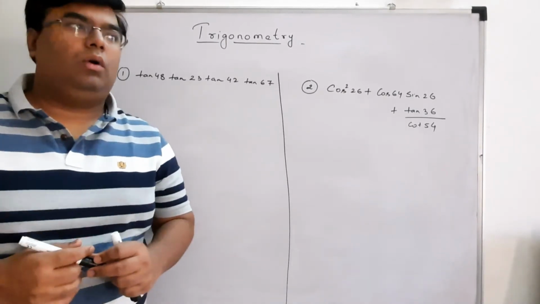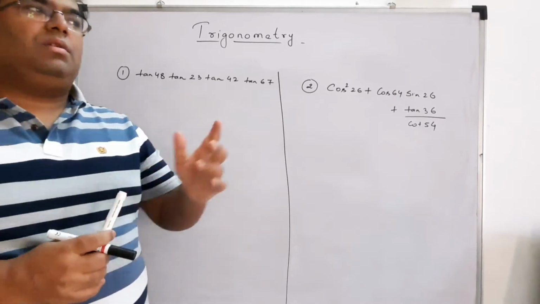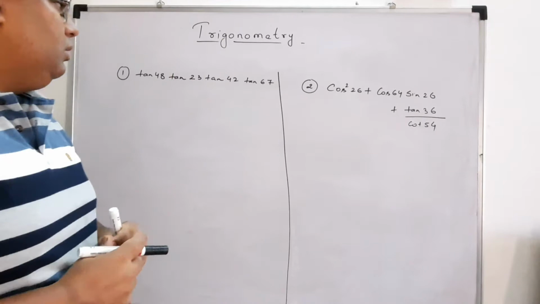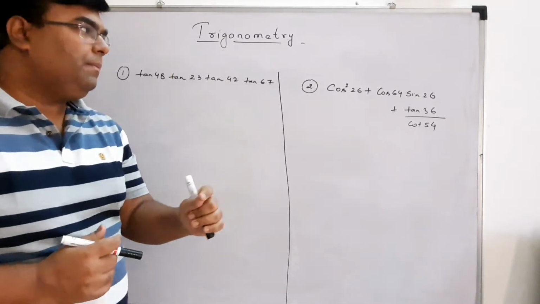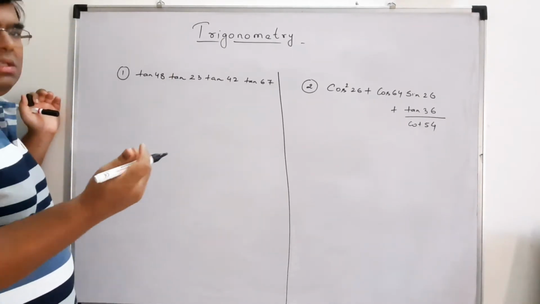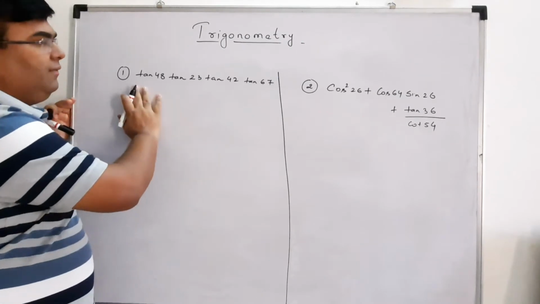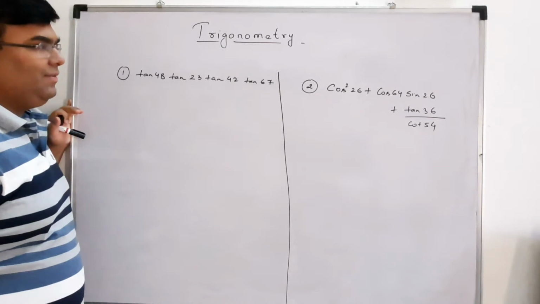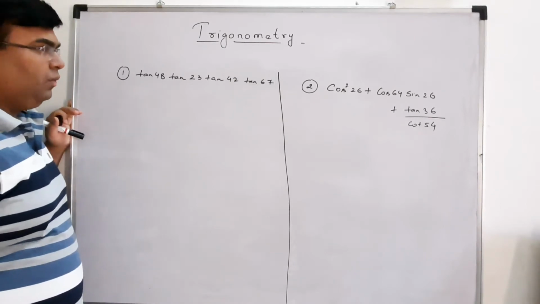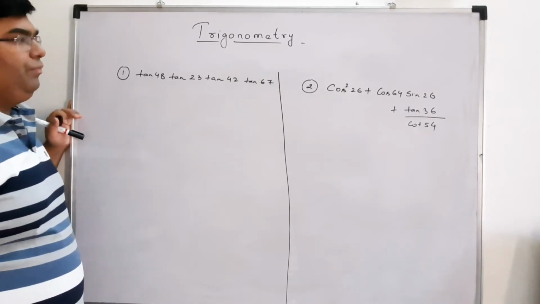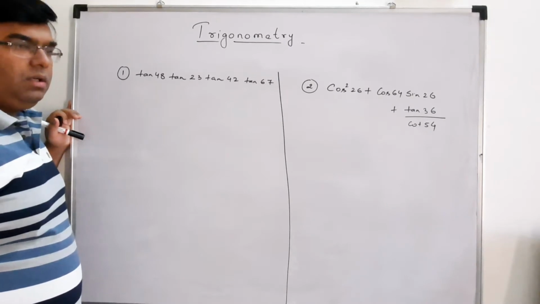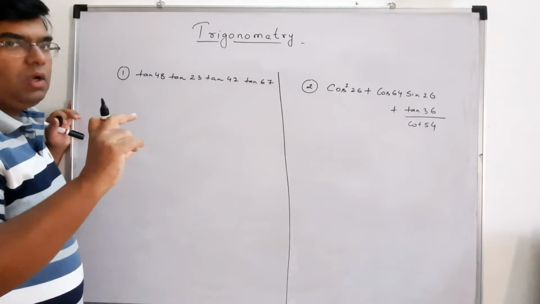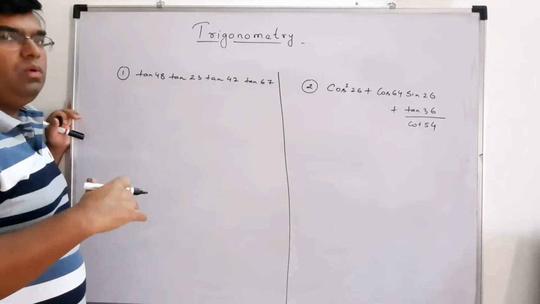Now we will learn how to solve questions using those relationships. I have taken two examples here. The first question is: find the value of tan 48, tan 23, tan 42 and tan 67. What we will do is convert two of the tans, which are complementary to each other, into cot.